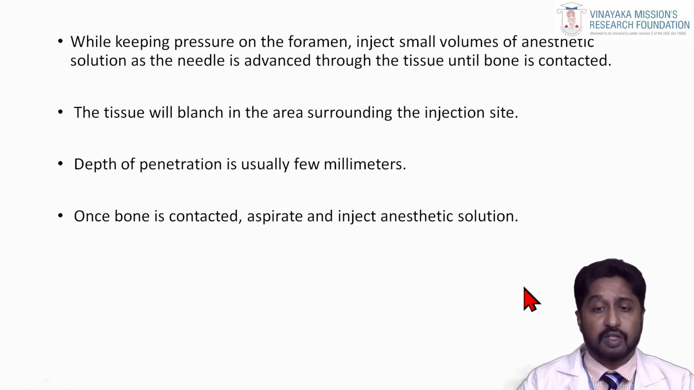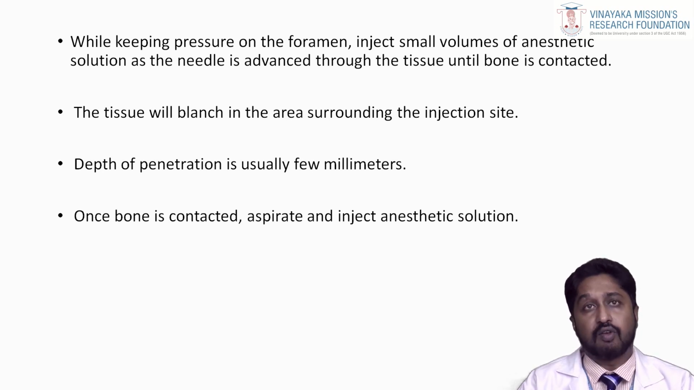While keeping the pressure on the foramen, inject a small volume of anesthetic solution as the needle is advanced through the tissue until the bone is contacted. Here you will find the bone contacting, where you will find a pressure over that particular area. It will not be like the buccal mucosa, the nerve block that you give in the buccal site. You will feel the pressure on the syringe, and you will be hitting the bone. A few drops of LA is more than enough to anesthetize the particular area. The tissue will blanch in the surrounding area and the injection site.